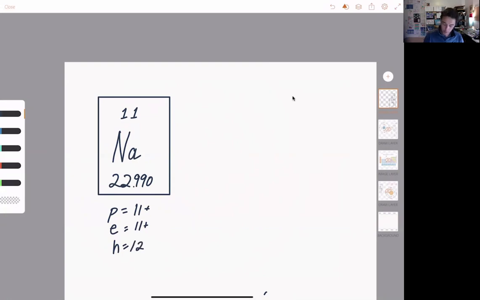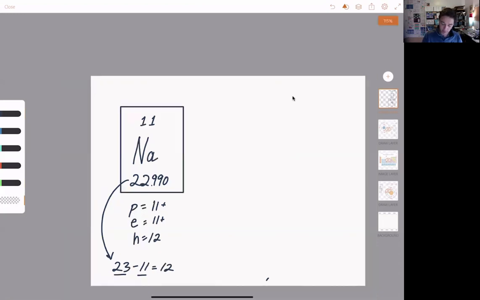We got 12 neutrons because we took 23, which is the number that 22.990 would round to. Take 23 minus 11, or the atomic mass minus the atomic number, gives you the number of neutrons. So our Bohr model is going to have 11 protons, 11 electrons, and 12 neutrons.